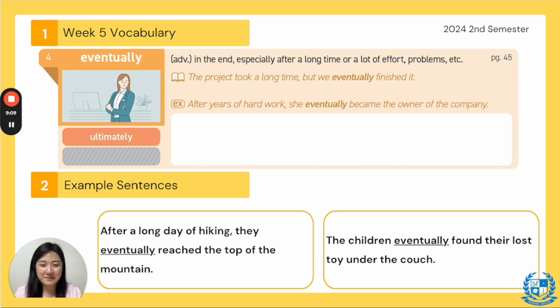Good. Example, let's read together. 1, 2, 3. After years of hard work, she eventually became the owner of the company. Wow, good job. She became the CEO, the owner, after all this work, eventually. Let's look here. It says, after a long day of hiking, they eventually reached the top of the mountain. That must have been a lot of work. The next one, it says, the children eventually found their lost toy under the couch. So maybe they were searching all day, looking under the bed, in the cabinets, in the drawers, but now they eventually, in the end, found it under the couch.